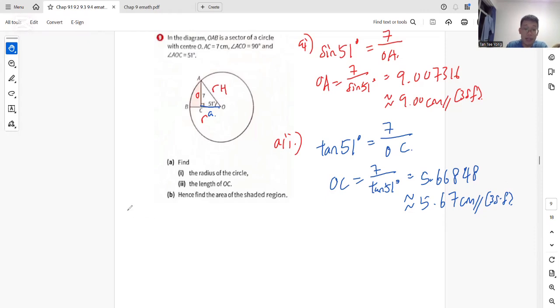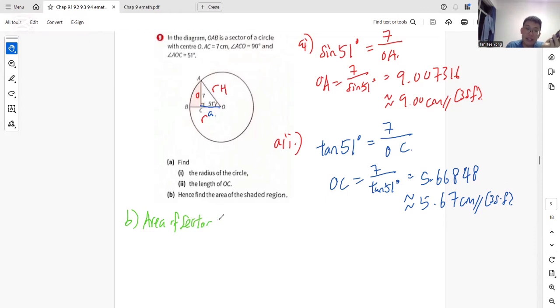Now in green, part B. Hence find the area of the shaded region. So this is the shaded part. I am going to use the area of this entire sector minus the area of this triangle. So what is the area of the sector?